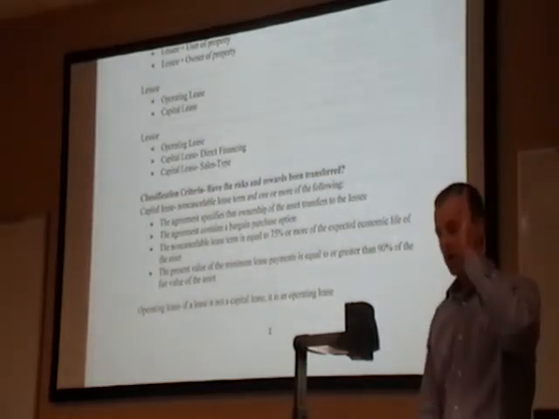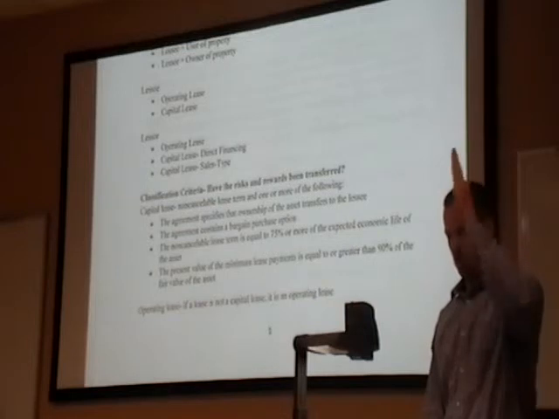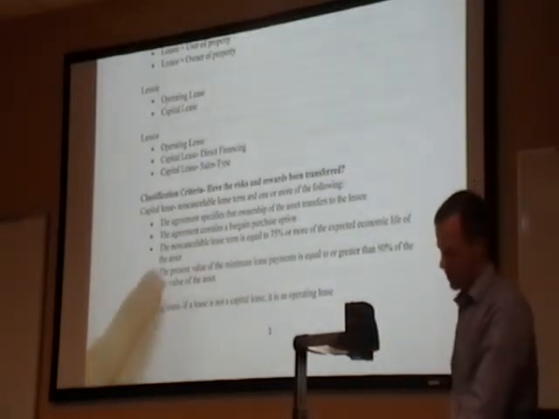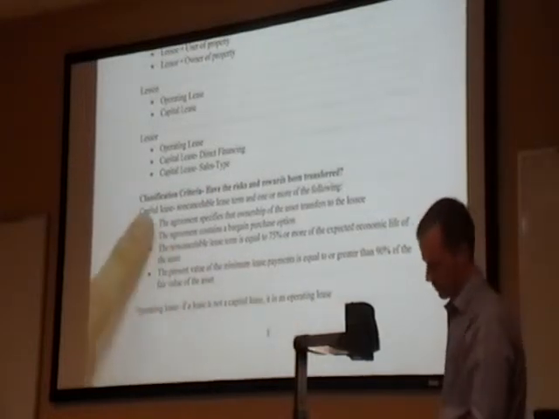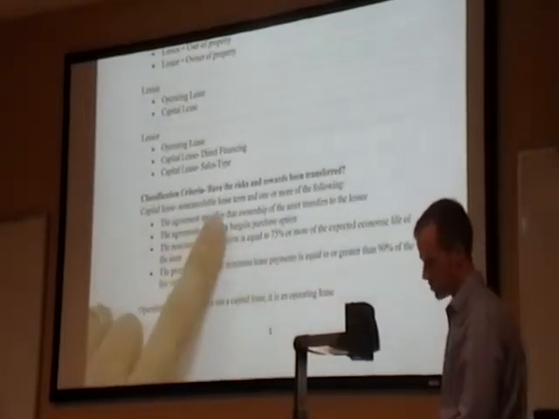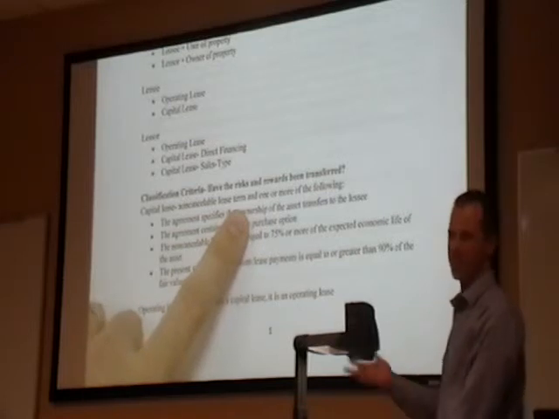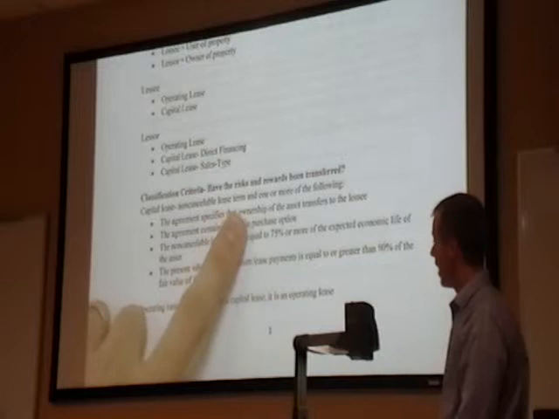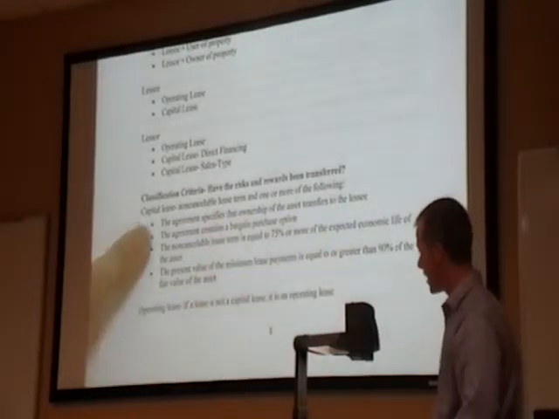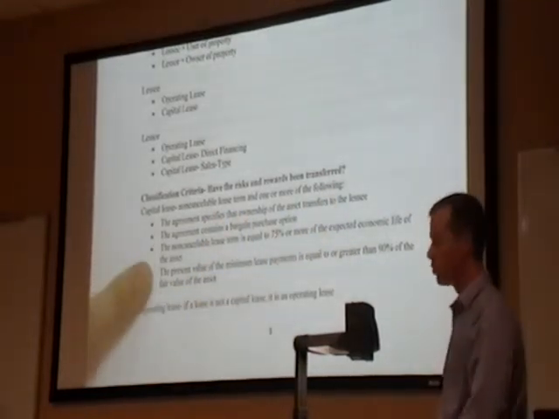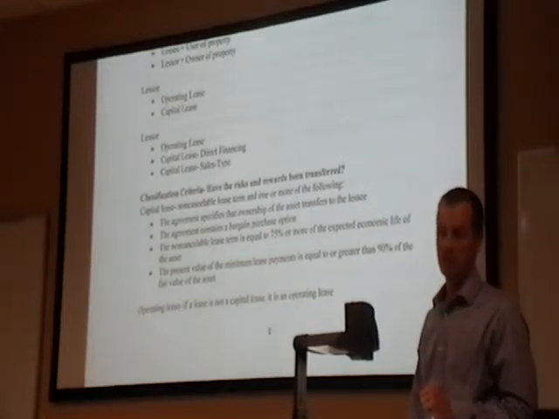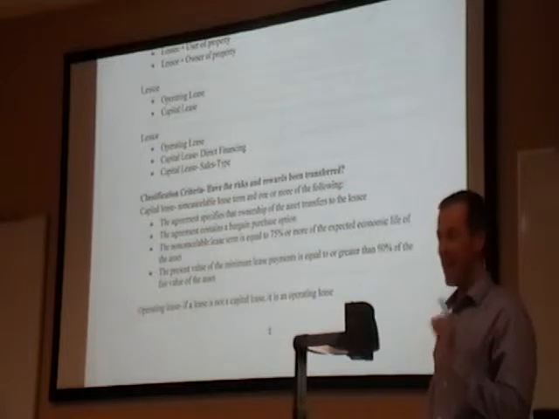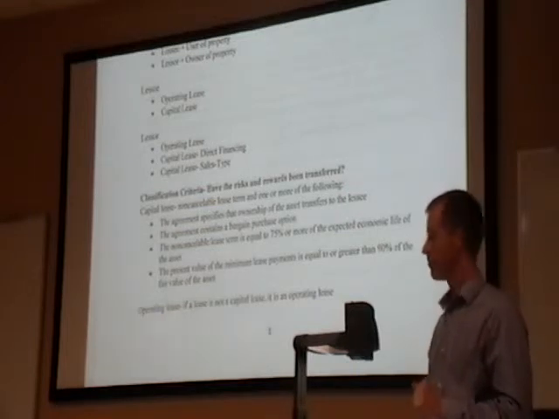The rules are bright lines. You're either on this side of the line or that side of the line, and it has to be one or the other. This is the way we determine if something's a capital lease. A capital lease has a non-cancelable lease term, which pretty much every lease has, so that's obvious. And one or more of the following. If any one of these four things is true, it must be a capital lease. If none of these four things are true, then it can be an operating lease.